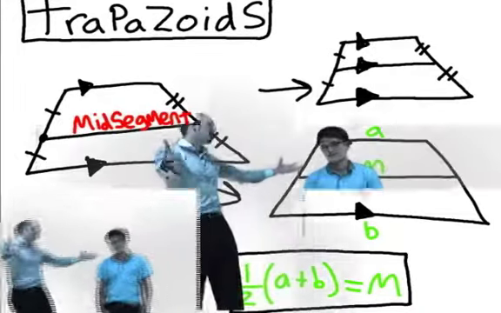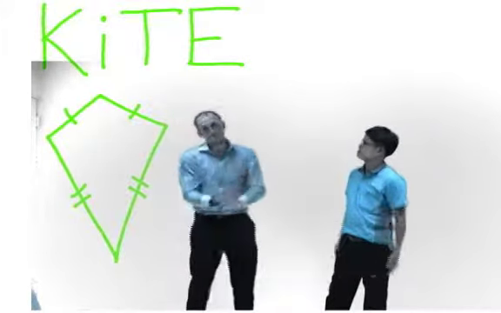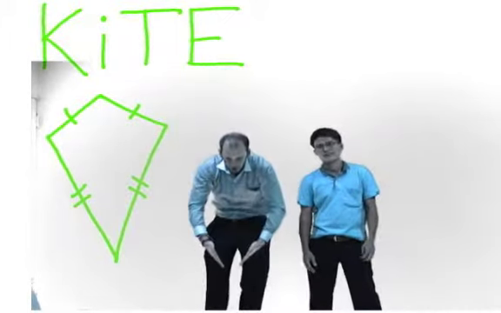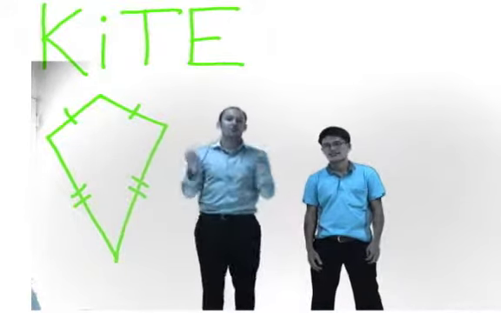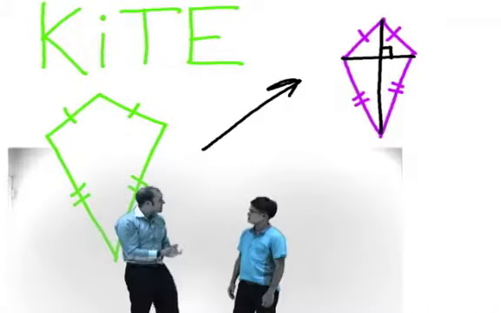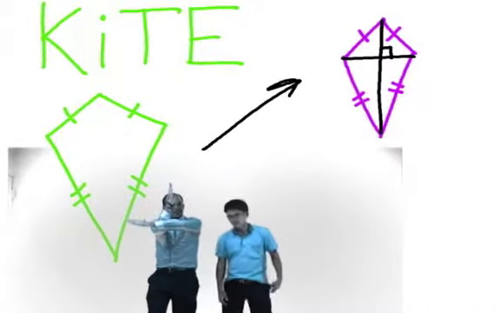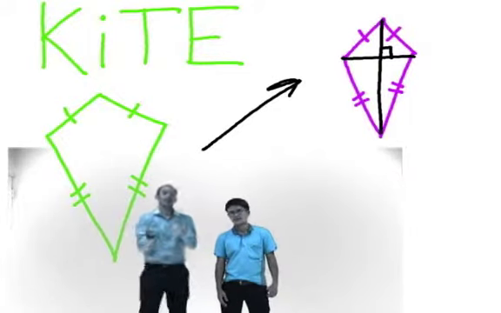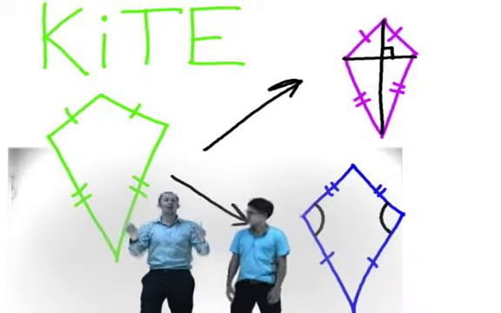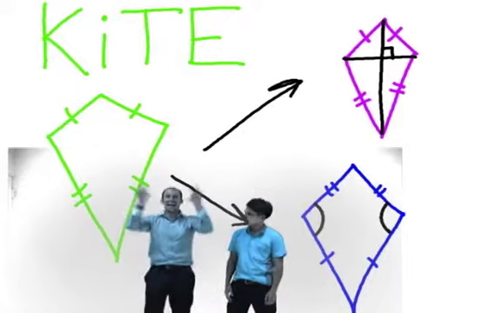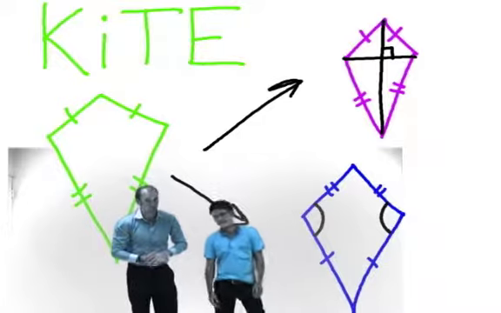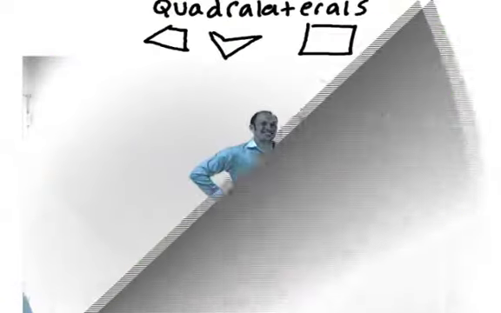Lastly, I want to talk about kites. A kite is where we have the two top sides congruent and the bottom two sides congruent, but they don't all have to be congruent. Now there are some properties of kites. The first property of a kite is about the diagonals. The diagonals are always going to be perpendicular. The second thing about a kite is that the two opposite angles that are in between the sides that are not the same are going to be congruent as well. That's all there is to know about kites.